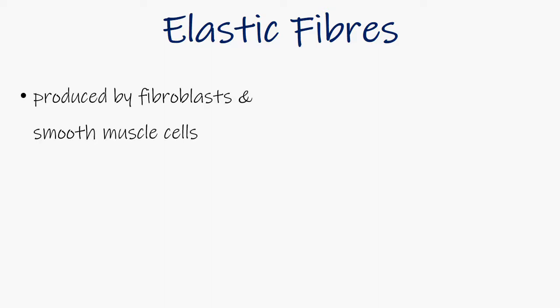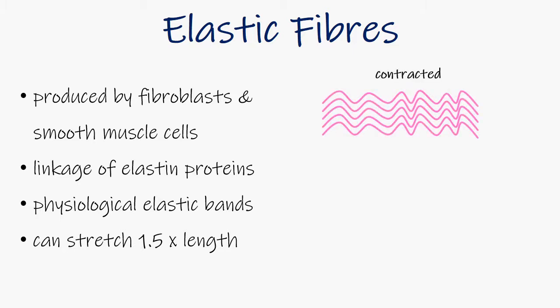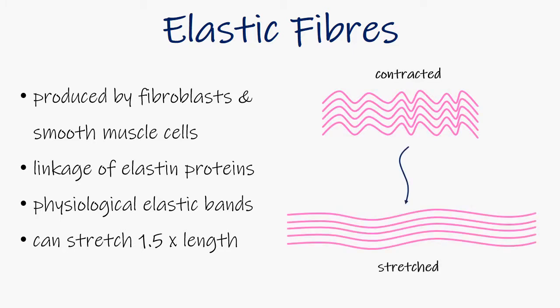The final type of fibers that we will consider are elastic fibers. These fibers are produced by fibroblasts and smooth muscle cells and are made up of linkages of elastin proteins. These are fun fibers because they are like physiological elastic bands that can stretch approximately 1.5 times their length. As schematically demonstrated here on the right, the fibers change from a very condensed squiggly pattern to a stretched, elongated pattern of arrangement.